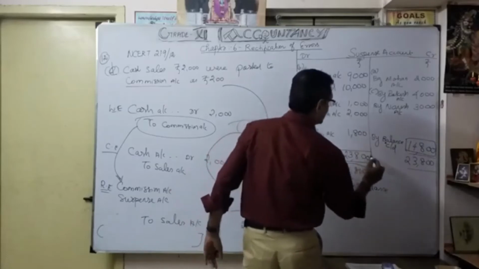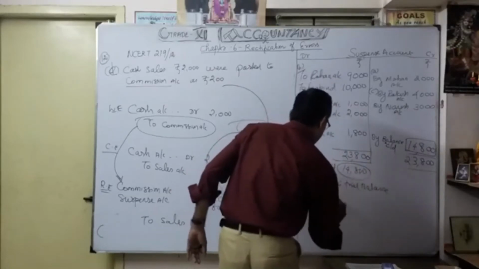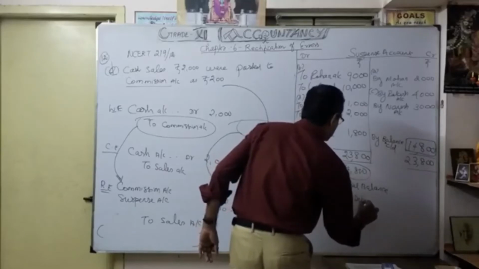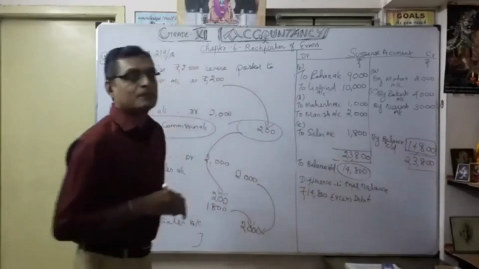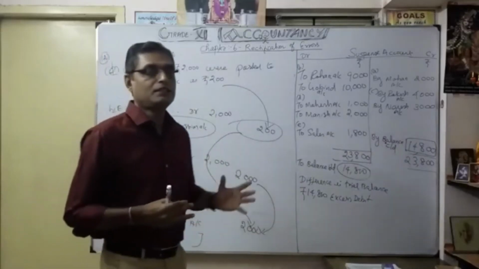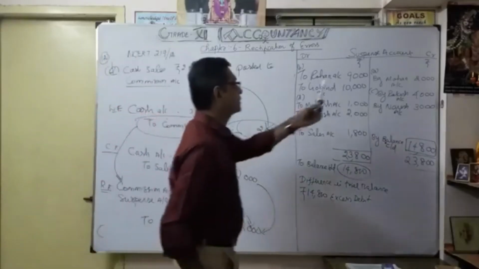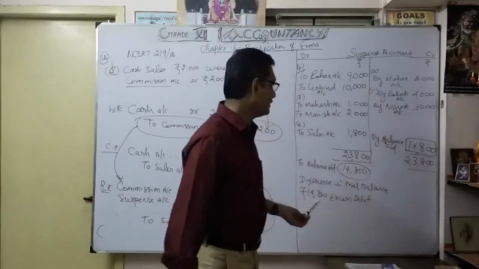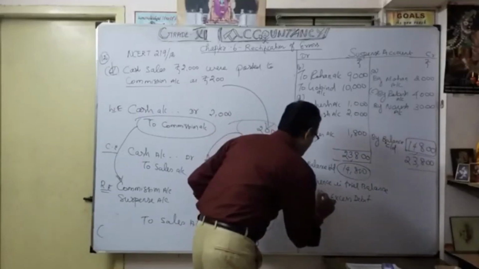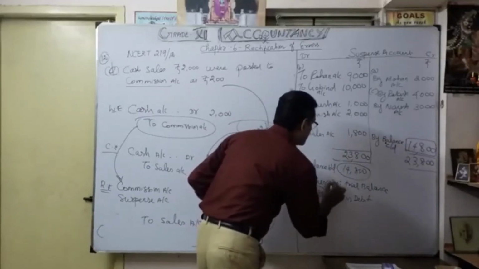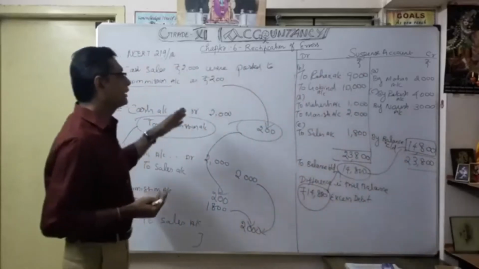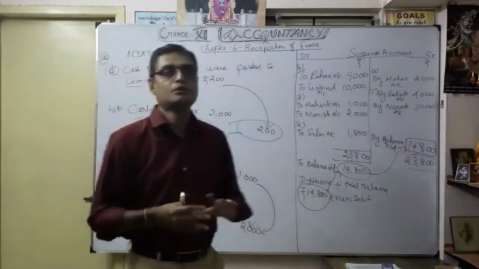That is the rectification. After the preparation of all the 5 transactions with the help of suspense account, we come to the conclusion that there is an excess debit in trial balance. How much? 14,800. You understood? 14,800. So likewise, you have to prepare suspense account for this exercise.